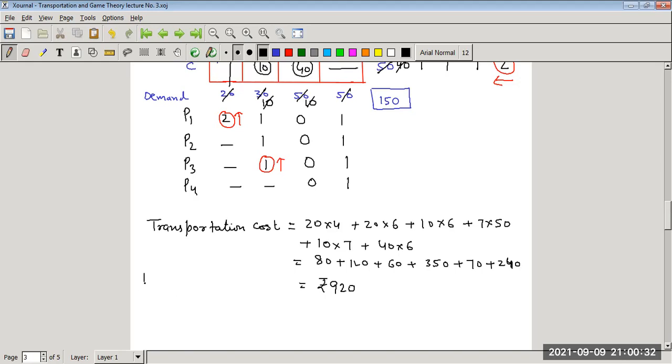So by calculating this same problem with northwest corner method, we get the transportation cost is rupees 980. By calculating with least cost method, we get the transportation cost is rupees 960. So by using Vogel's approximation method, what we observe, the transportation cost reduced to rupees 920. So this gives us the minimum transportation cost as compared to northwest corner method and least cost method.